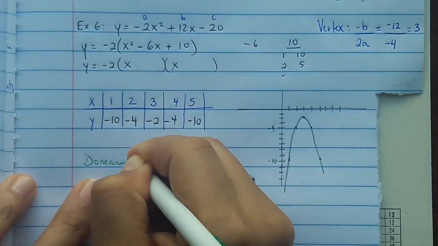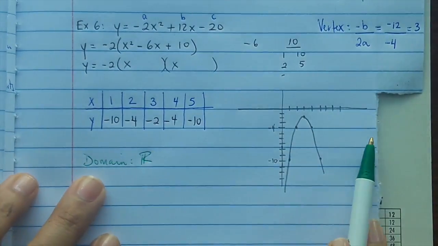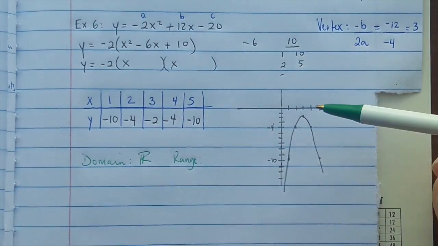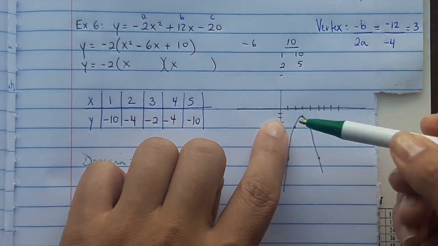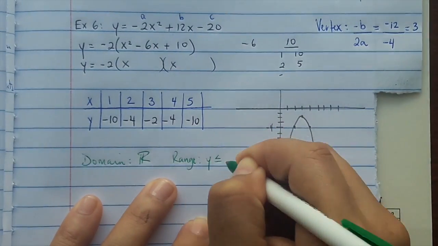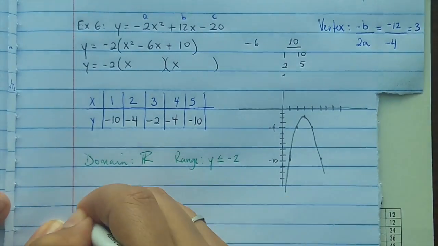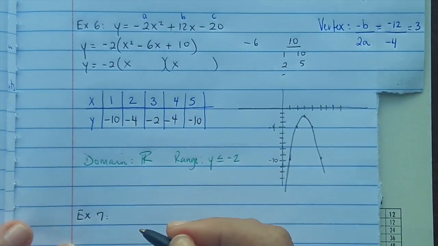So domain, again, it extends in both directions in terms of x, it goes on forever, so it's all real numbers. And the range is anything less than that vertex point. So at that point, it's what? Negative 2. So y is less than or equal to negative 2 because it is defined at negative 2. Alright, let's take a look at another example.